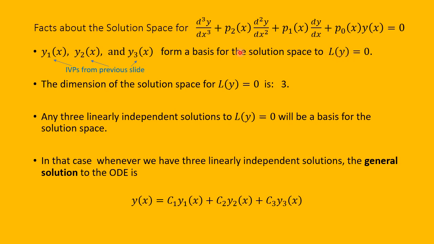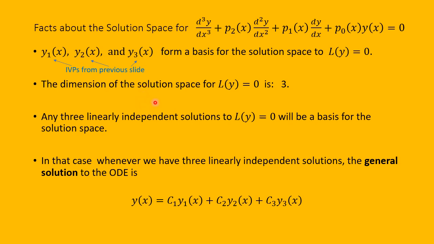If you've had linear algebra, you've talked about bases and you've talked about vector spaces, and that's basically what's going on here. So we can also say, in terms of vector spaces, the dimension of the solution space for this equation is 3, because it takes three functions, which we can think of abstractly as vectors, that form a basis for this space.